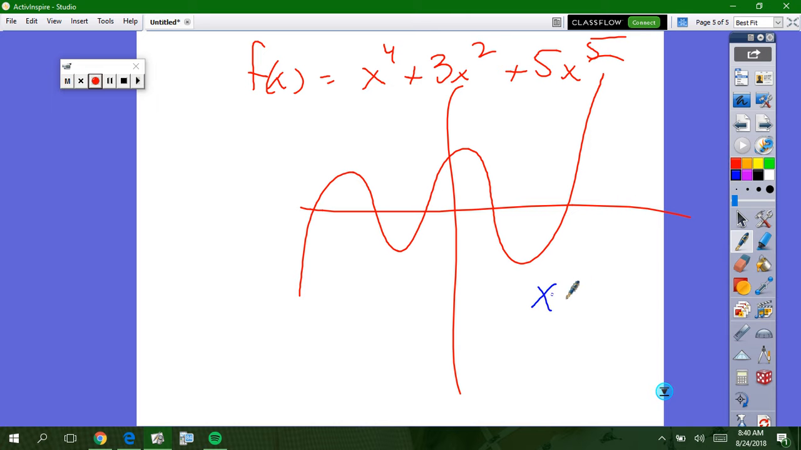As x goes to infinity, what's y doing? That is what end behavior is. But you've got to do both sides. I did the positive side. Now let's go as x is going to negative infinity. What's y doing?